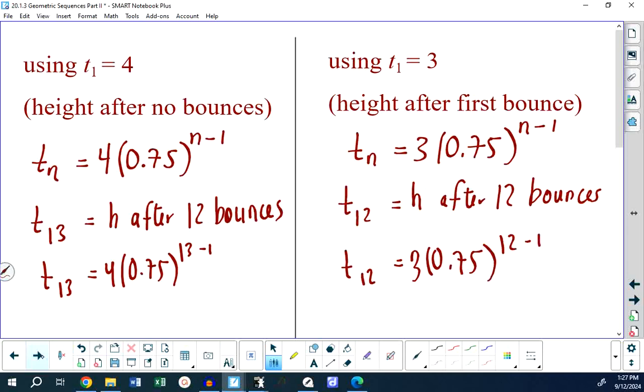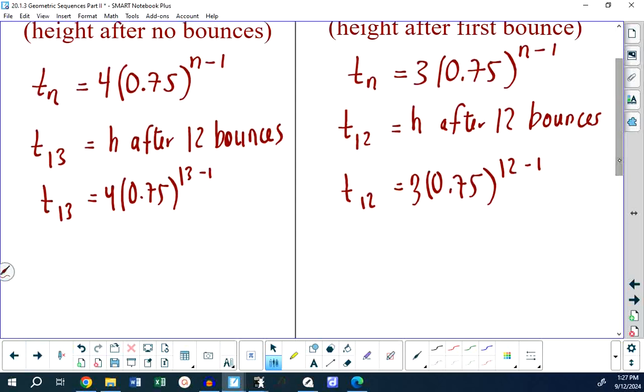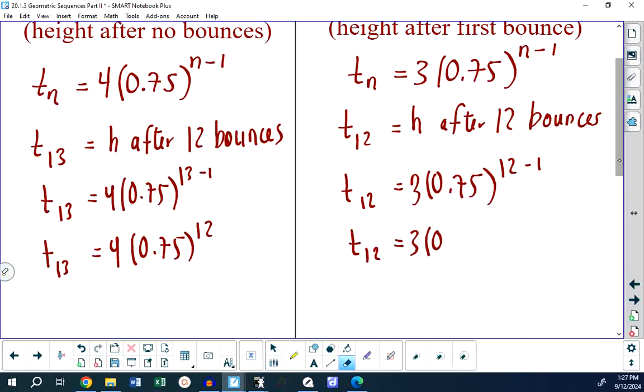The calculation on the left involves multiplying the first term by an extra 0.75. Right? This is going to be 4 multiplied by 0.75 to the 12. This is going to be 3 multiplied by 0.75 to the 11. Well, why are we going to get the same number?